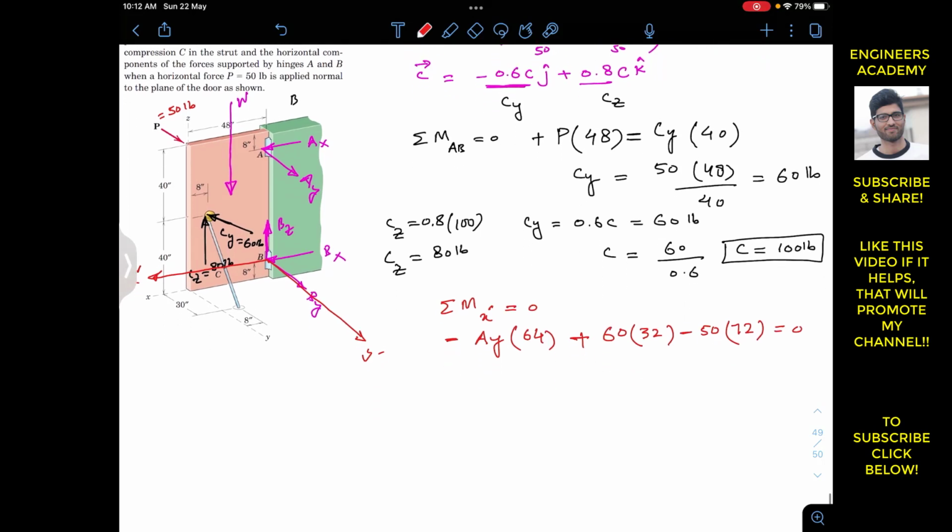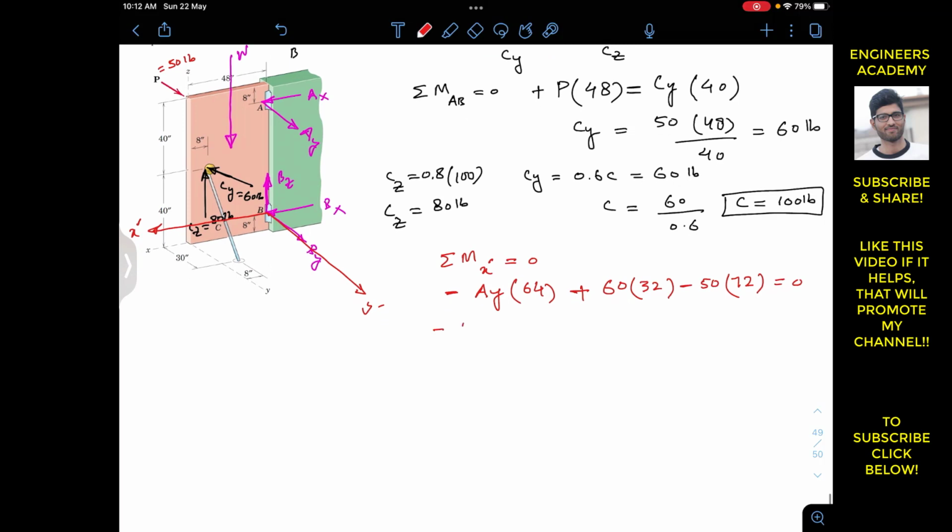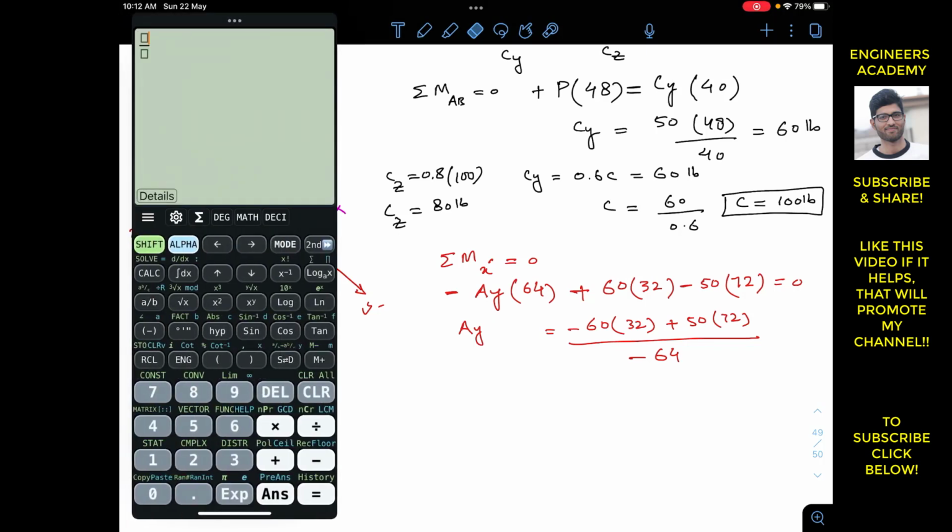So now from this we can write that minus AY into 64 is equal to minus 60 into 32 plus 50 into 72. So AY is equal to this thing. This will give us AY: minus 60 into 32 plus 50 into 72, divided by minus 64.